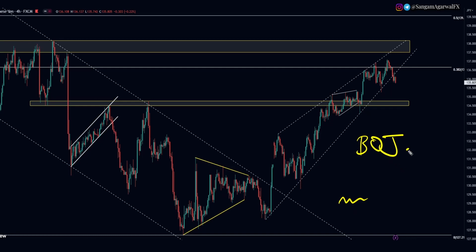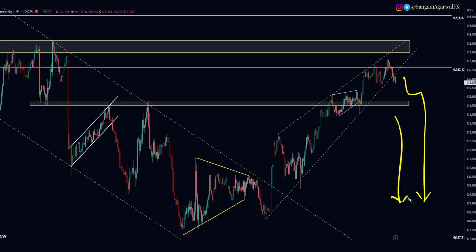Even if they don't hike interest rates, if they end their money printing policy, which is similar to the Fed's QE monetary policy, then that is bearish for USD JPY, and in that condition this pair can drop vertically. That will be bullish for the US dollar.